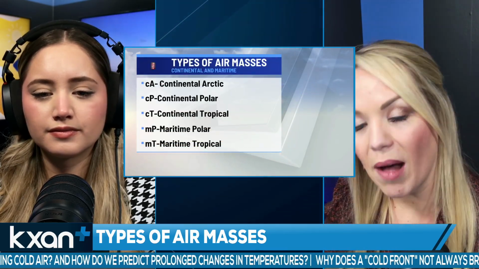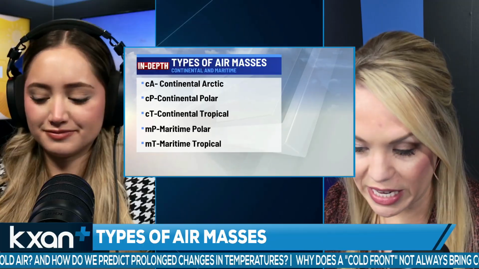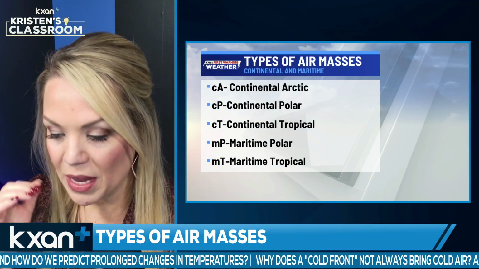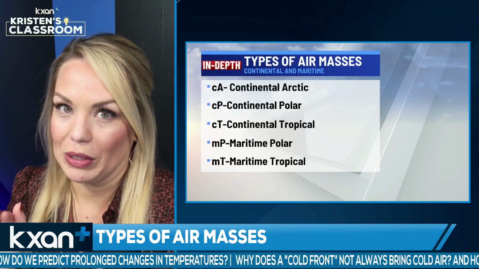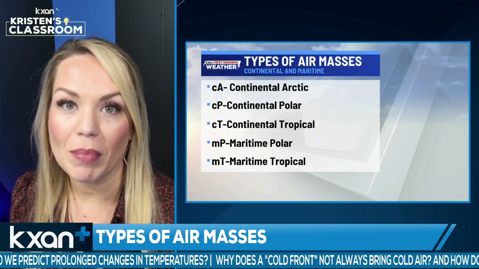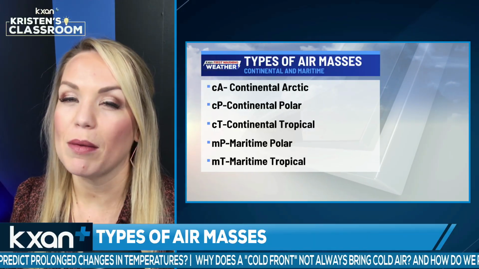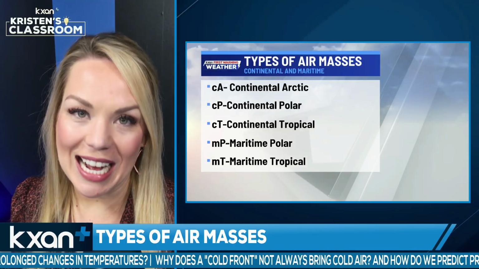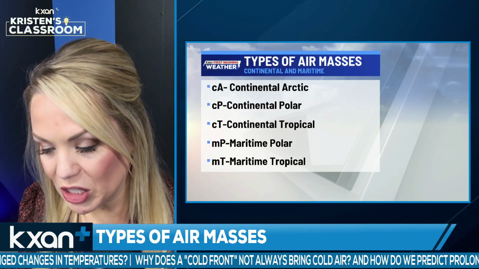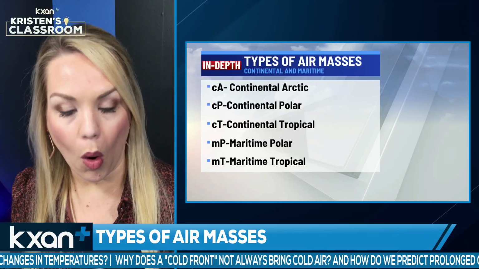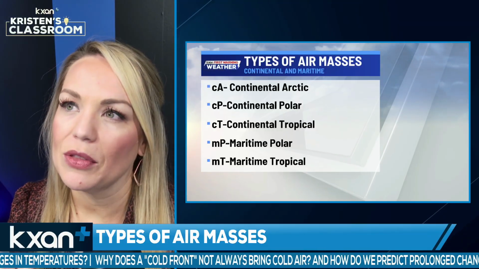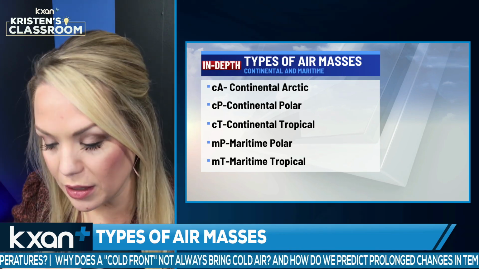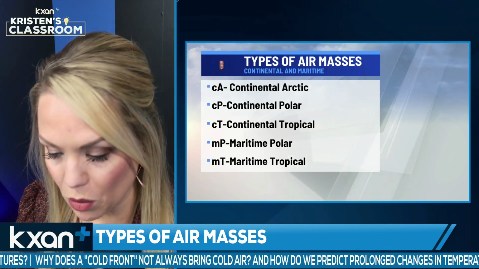So just to recap the air mass side of it, CA, continental Arctic. C for continental, Arctic being very, very cold, the coldest it gets. CP, continental polar, over land, P being cold, but not quite as cold as Arctic. CT, continental tropical, that's over land, but warmer. You oftentimes get those, honestly, over the deserts. Continental being over land, but tropical being warm.